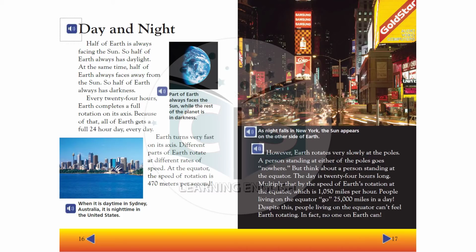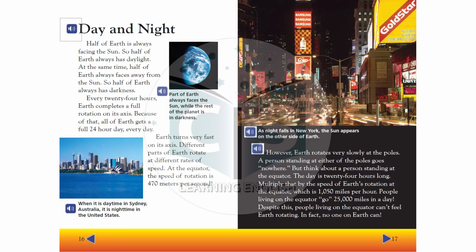Day and night. Half of Earth is always facing the sun, so half of Earth always has daylight. At the same time, half of Earth always faces away from the sun, so half of Earth always has darkness. Every 24 hours, Earth completes a full rotation on its axis. Because of that, all of Earth gets a full 24-hour day every day.